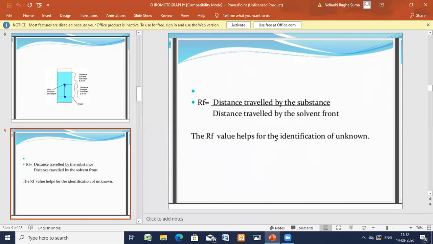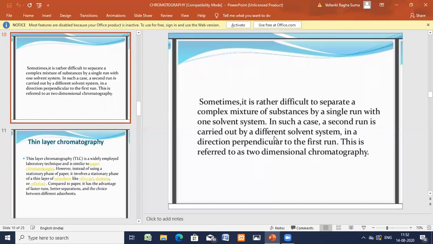This factor helps for the identification of the unknown, whatever is getting separated. For that it is useful. It is sometimes rather difficult to separate complex mixtures of substances by a single run. So with one solvent system, for a single run, it is difficult. Then a second run is carried out with a different solvent system, previously with one solvent and secondly with the other solvent. And it is taken perpendicular to the first run.